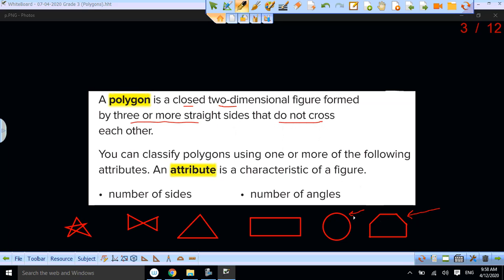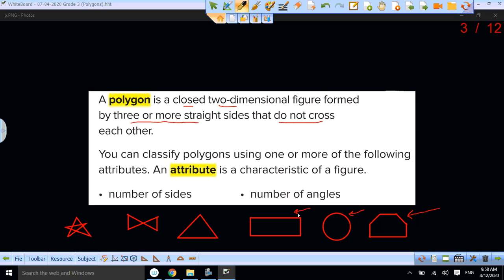This, for example, is not a polygon. Why? It is closed, so the first condition is verified. This is a two-dimensional figure, so the second one is also verified. It has no three or more straight sides. So this is not a polygon.